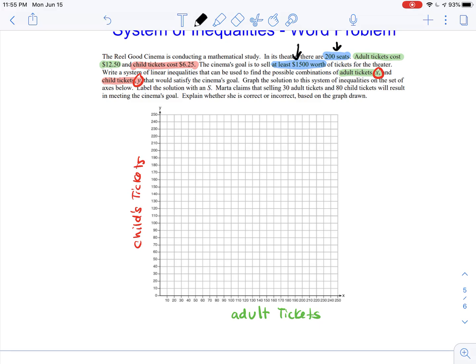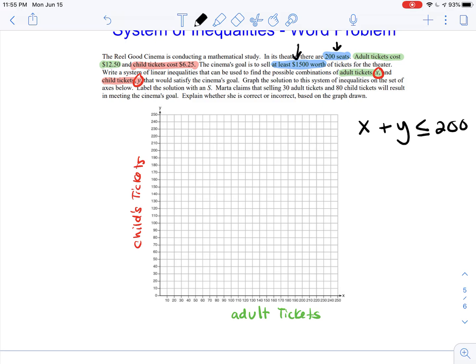Well, if X plus Y equals the total number of tickets sold, that will mean that is the total number of people taking up seats, right? So that means X plus Y has to be less than or equal to 200. The reason for that is because there are only 200 seats. We are capped at 200. We cannot have 201 people coming into this theater.